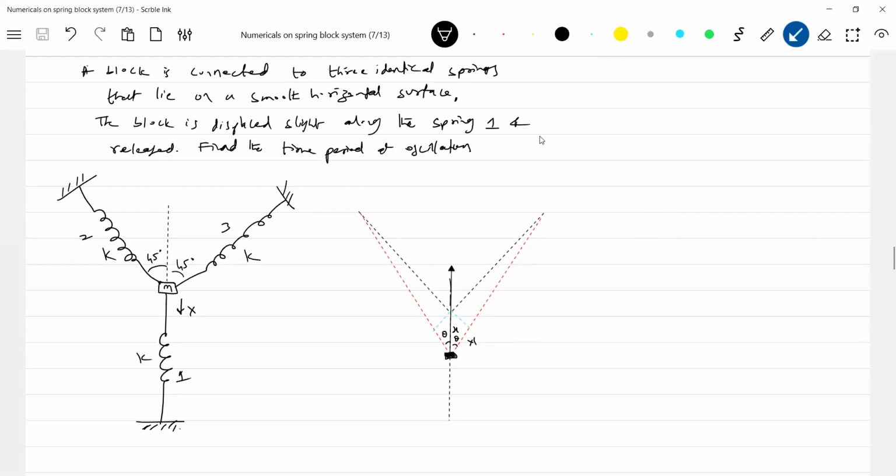One spring force: this particular spring will be compressed. As I move this block here, this spring will be compressed, so the spring force will act here. How much is it displaced? It is displaced by x. Then what about springs 2 and 3? They got elongated. Elongated means the spring force should act along the spring. So the spring force will act in this direction.